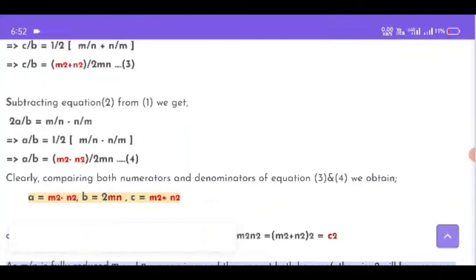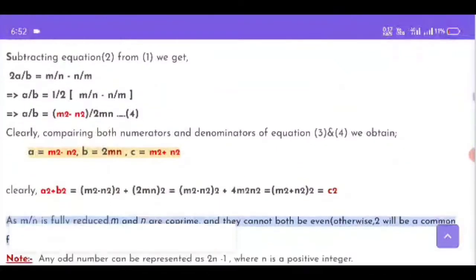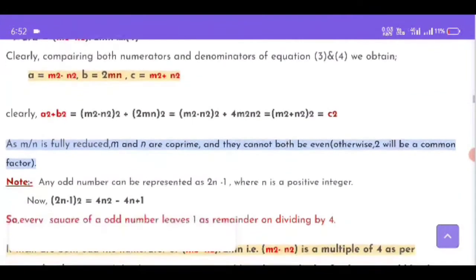Seeing the results in equations 3 and 4, we can commonly generate that b equal to 2mn and thus a equal to m square minus n square and c equal to m square plus n square. So clearly, comparing both numerators and denominators of equations 3 and 4, we have a equal to m square minus n square, b equal to 2mn, c equal to m square plus n square. Just to clarify, a square plus b square equal to c square.